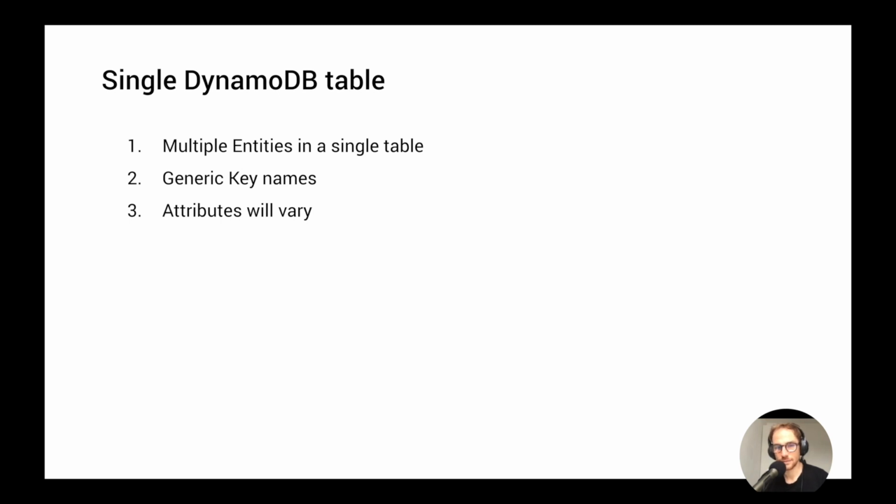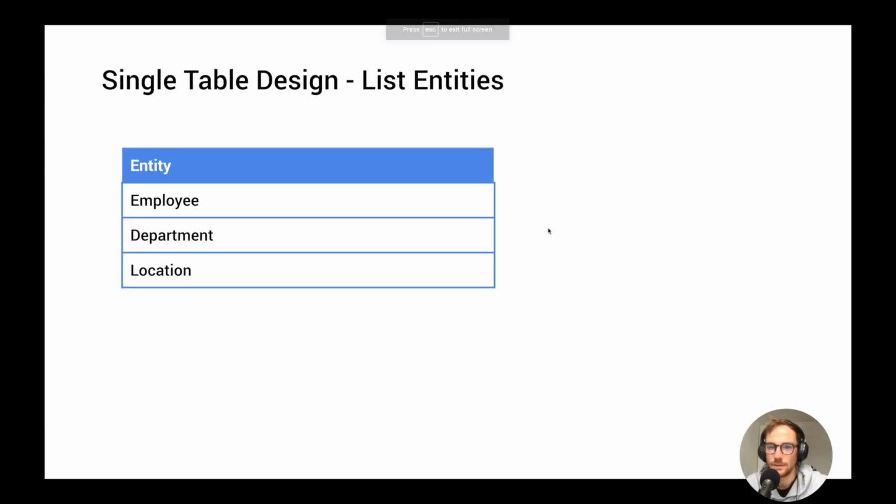So let's start from the SQL example that we showed before, and see how we can map all these entities into one single table. We're going to use different steps in order to do it. The first step is to list the entities that we had in the SQL design. In this case, it's very simple: we have employee, department, and location.